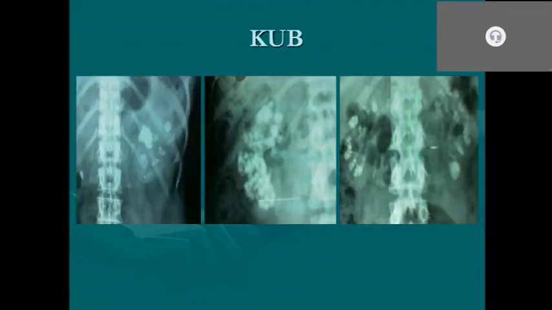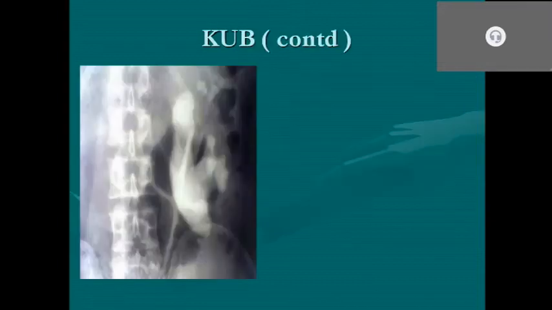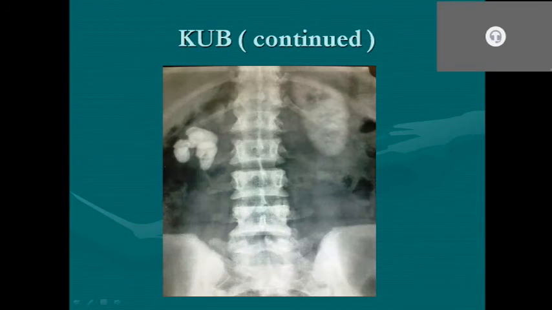So the first imaging investigation is the plain X-ray KUB, which can give you a lot of information. As you can see in these X-ray images, there are multiple stones, this kidney is studded with stones, and then there are bilateral stones. So the first imaging is plain X-ray KUB. As you can see, this is a large staghorn calculus. So this also is a KUB. The most important thing is, what is an X-ray KUB?